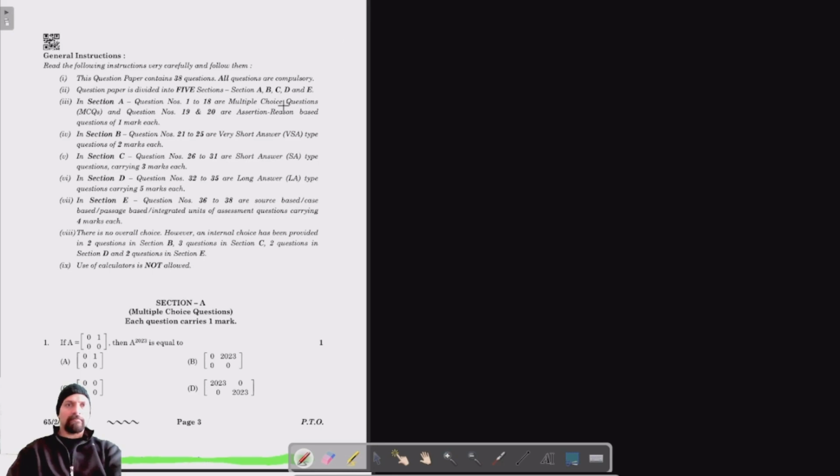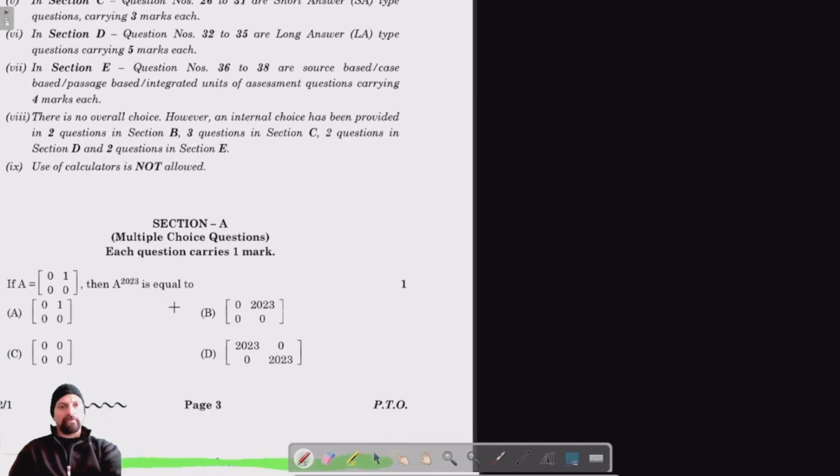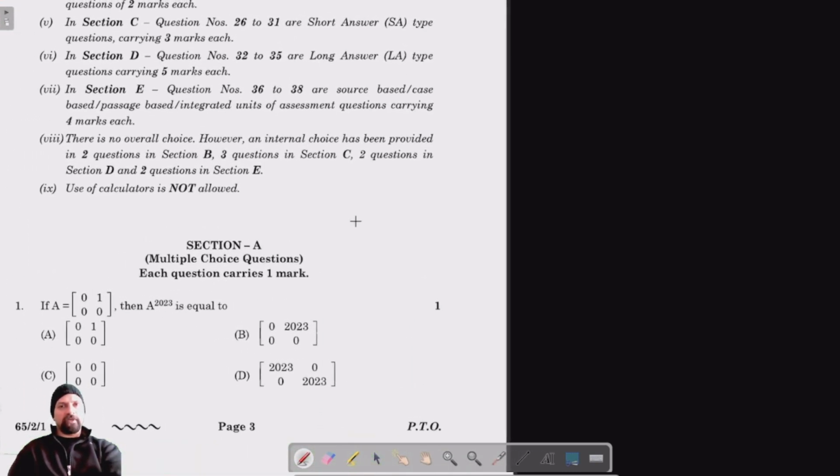So section A has MCQs from 1 to 18, and 19 and 20 are assertion-reason based questions of 1 mark each. Our first question: it's given that matrix A is given, and we have to evaluate A raised to power 2023. So A is [0 1; 0 0].